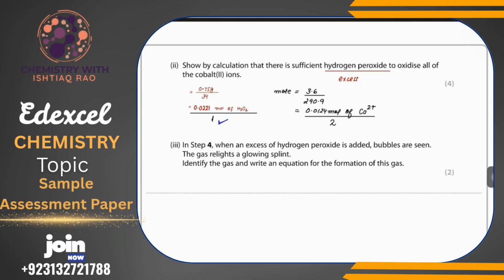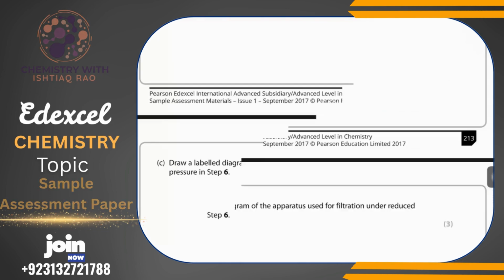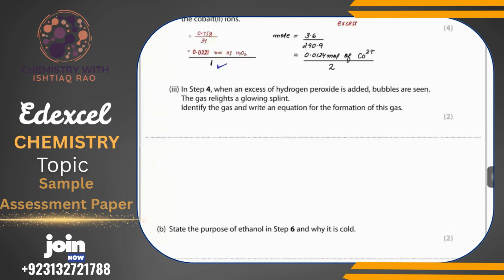Simple and easy. In step 4, when an excess of hydrogen peroxide is added, bubbles are seen and the glowing splint relights. Identify the gas and write the equation for the formation of the gas.